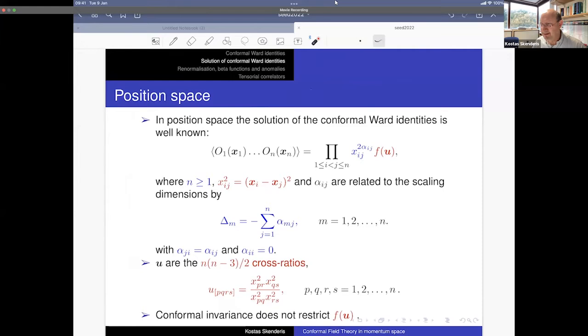So we have the square of this quantity. So this gives us x_ij. And then the fact that one has specific scaling behavior accounts for the need for these blue terms. These blue terms take into account the transformation property of the left-hand side, where these exponents are related to the conformal dimensions via the formula I give over here.